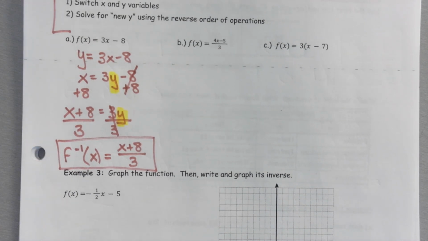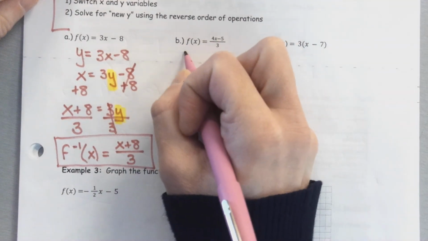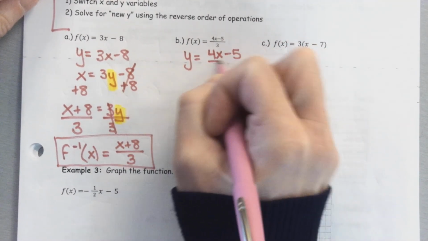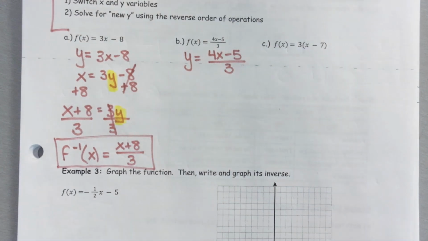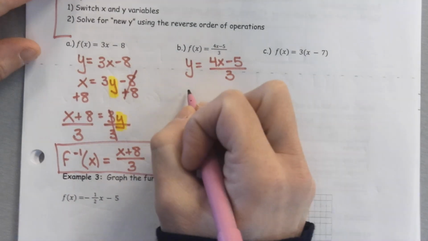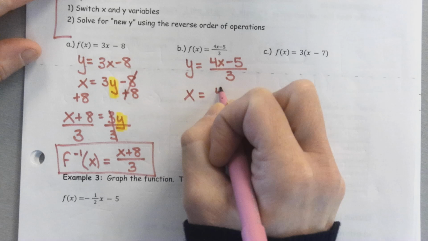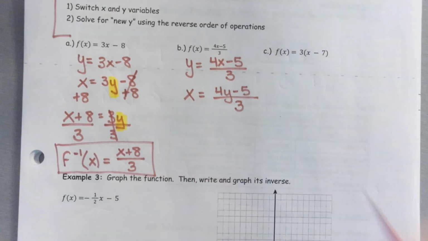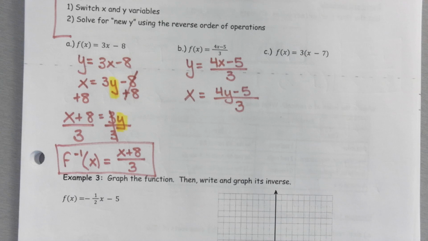Okay, look at B. If we squint, is there a y in there? Yeah. So let's do that first. What's my next step? Before that even. Switch the x and the y. Yep. And honestly, you could have done that later and it'd be okay, but I like to switch first every time so I make sure it happens.